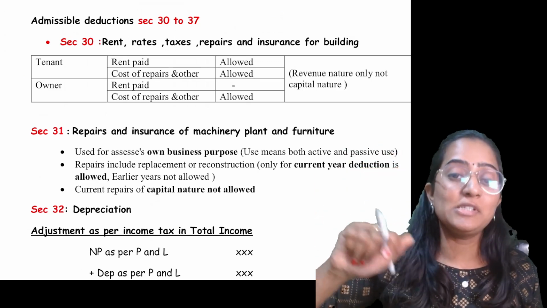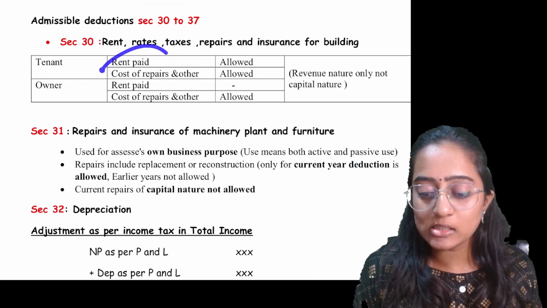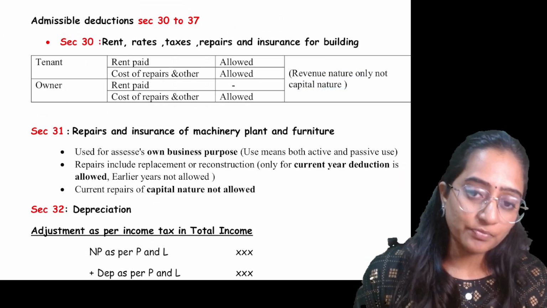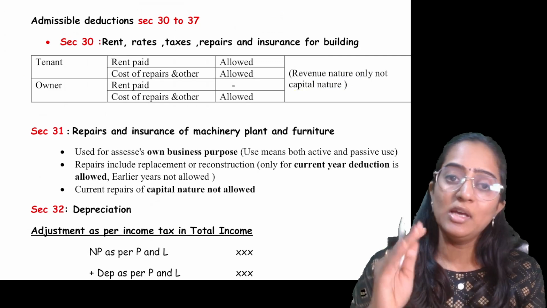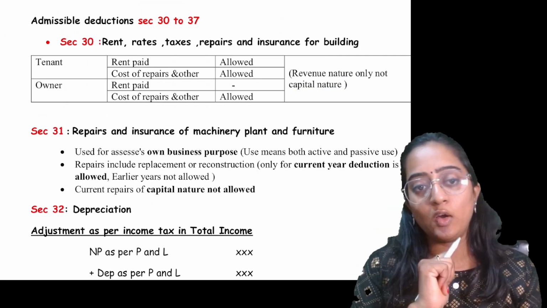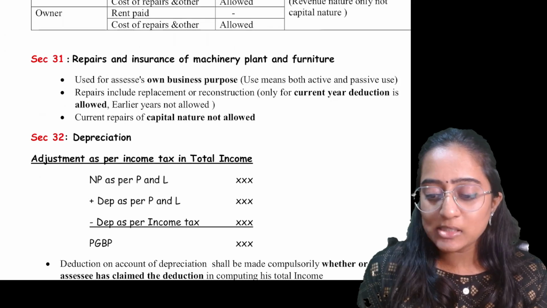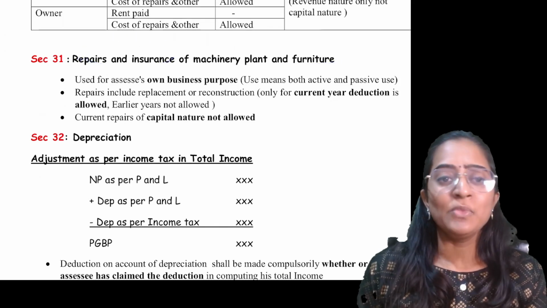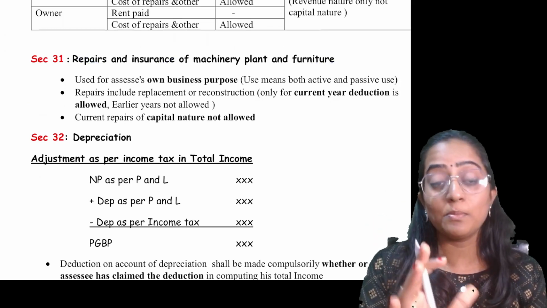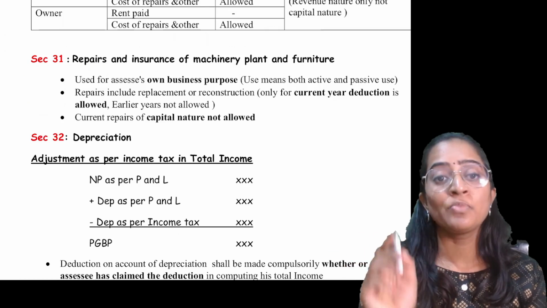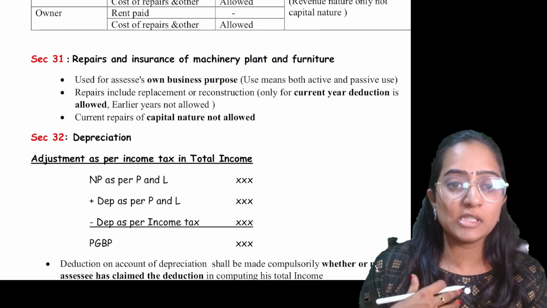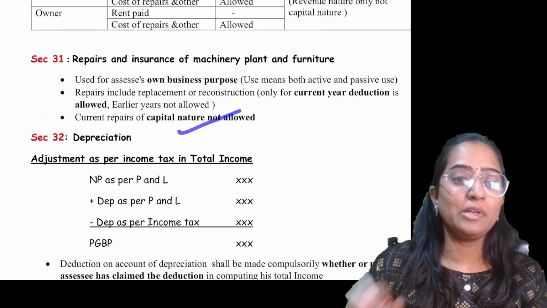That is for depreciation. But if you're treating it as revenue, what is going to happen? Only revenue nature, you would get deduction. Capital nature, you will not get any full deduction. You will get it indirectly in the way of depreciation. Clear? Repairs and maintenance of machinery and building. So repairs and maintenance of machinery, plant and furniture for that matter, would be allowed as deduction provided it is used for own business purpose and it is not capital in nature.